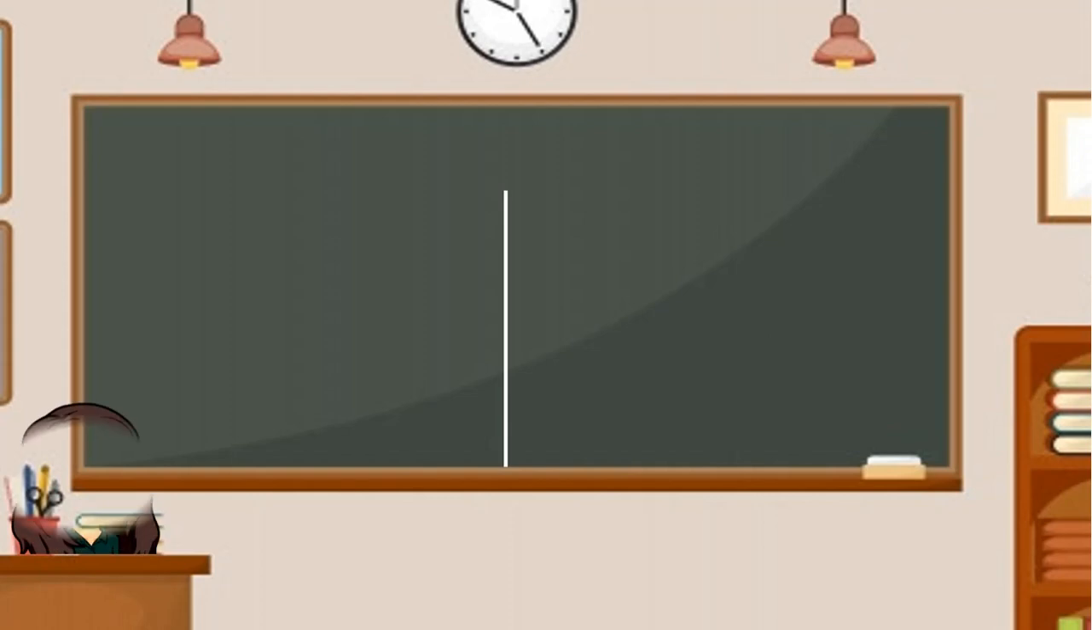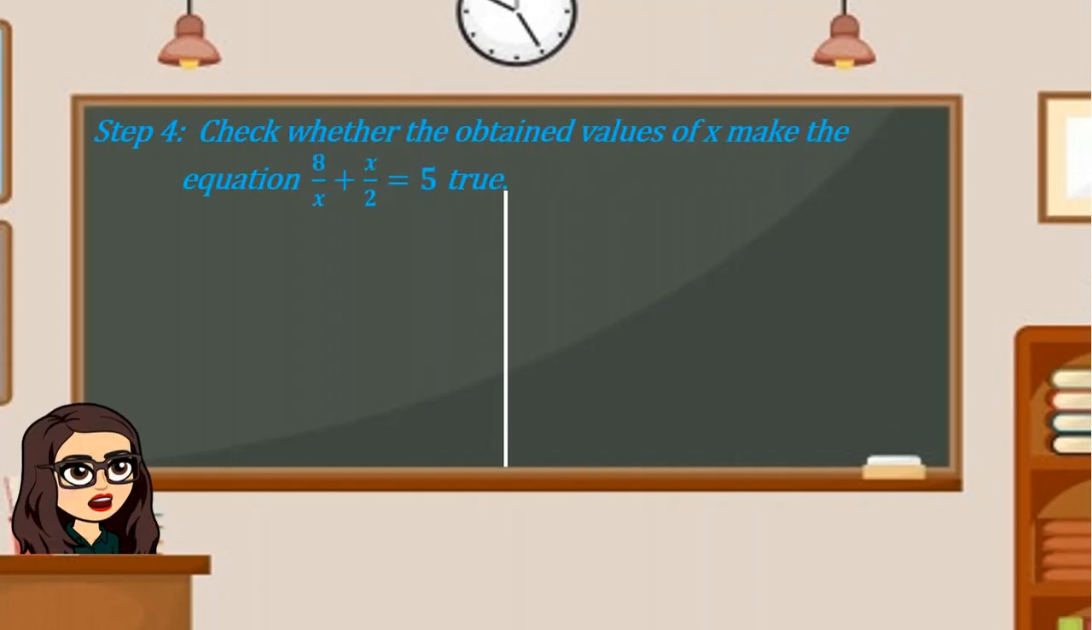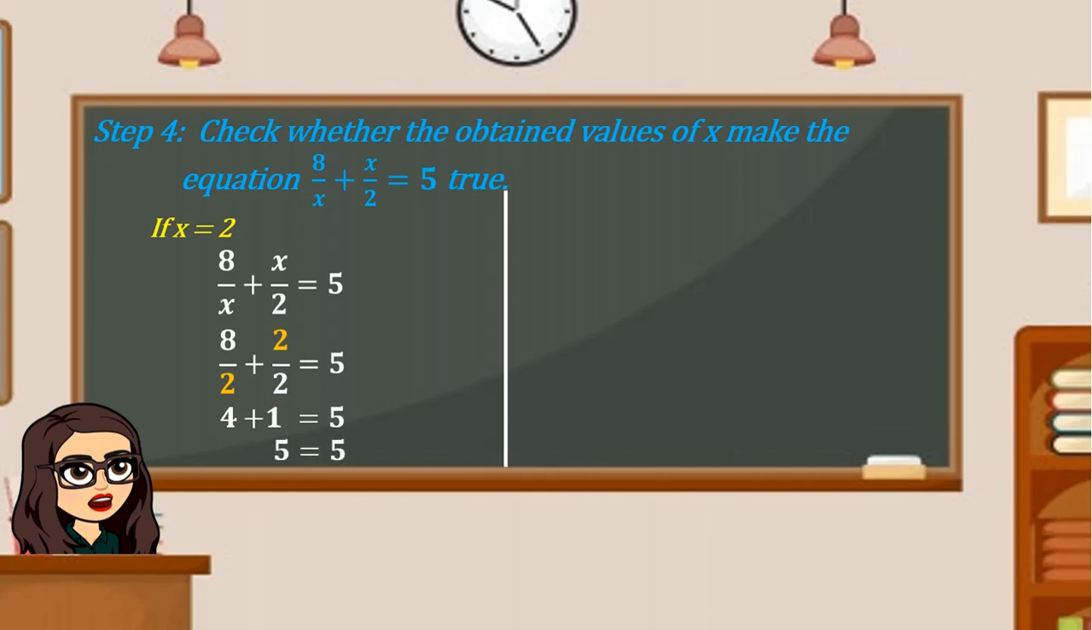Step number 4, check whether the obtained values of x make the original equation true. The first obtained value is positive 2. So from the original equation, substitute 2 for the variable x. So we have 8 over 2 plus 2 over 2 equals 5. 8 divided by 2 is 4. 2 divided by 2 is positive 1. Then bring down 5. 4 plus 1 is 5. And 5 is equal to 5. And the equation is true.